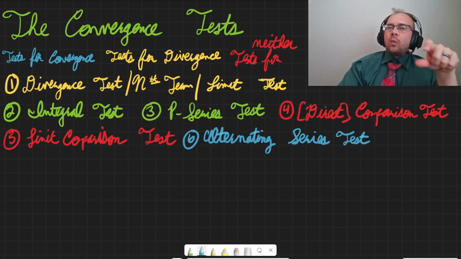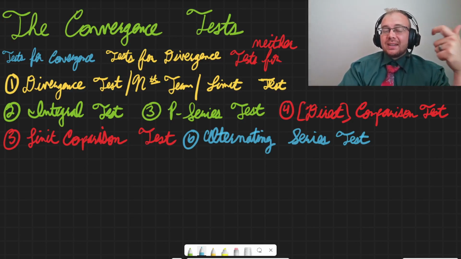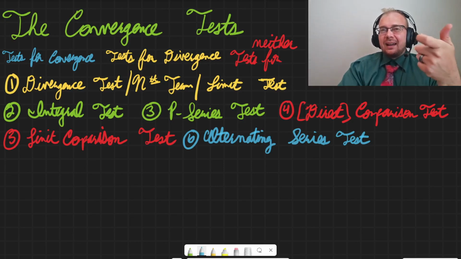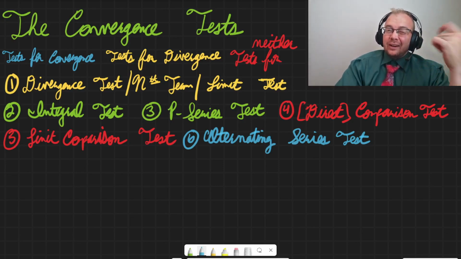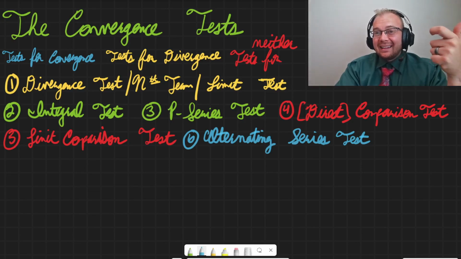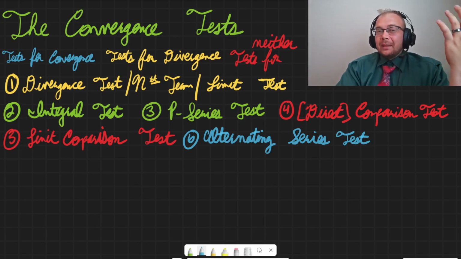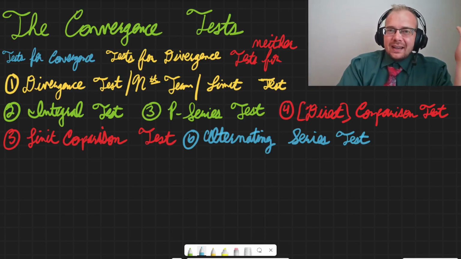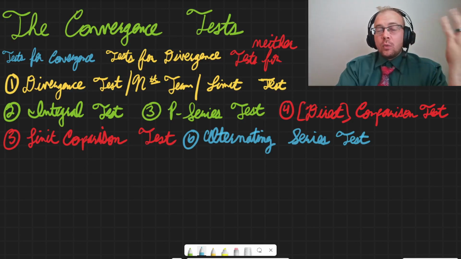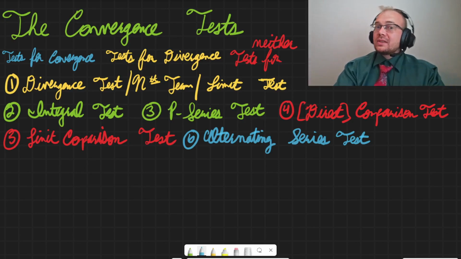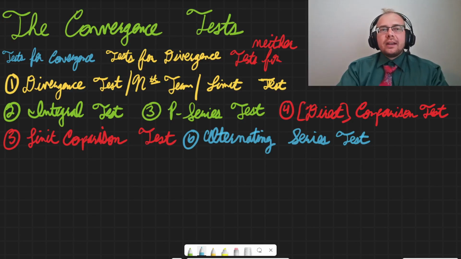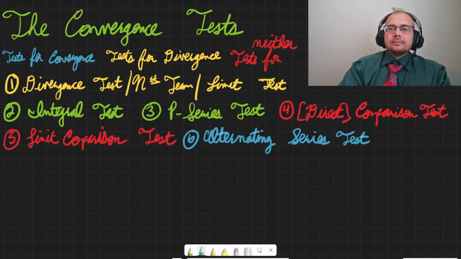Which is why I pair it with the divergence test, because if the limit of B is not 0, then it's very, very likely that the limit of A is not 0. So if the limit of A is not 0, then it just diverges because of the divergence test. And then you wouldn't use the alternating series test. You would use the divergence test. So there you go. So 1 and 6 pair pretty well. So that's the alternating series test.